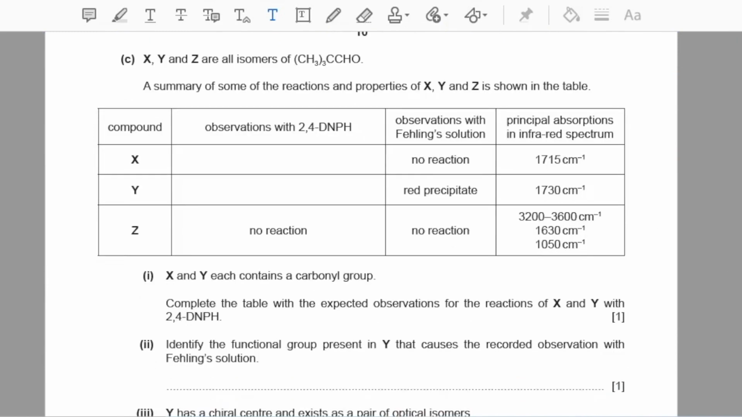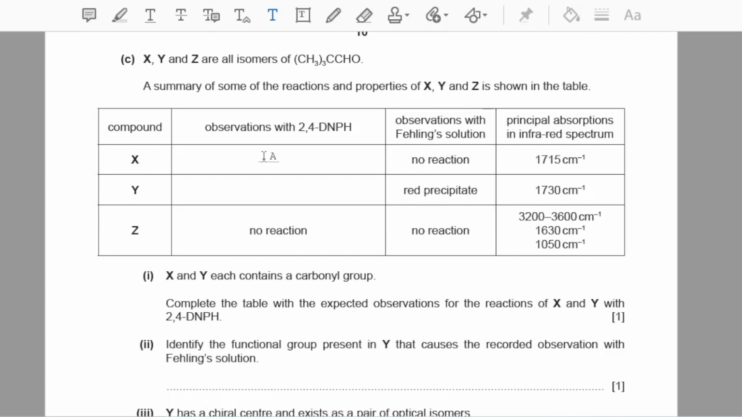Part C, X, Y, and Z are all isomers of CH3 three times C CHO. A summary of some of the reactions and properties of X, Y, and Z is shown in the table. X and Y each contains a carbonyl group. Complete the table with the expected observations for the reactions of X and Y with 2,4-DNPH and Fehling's solution.